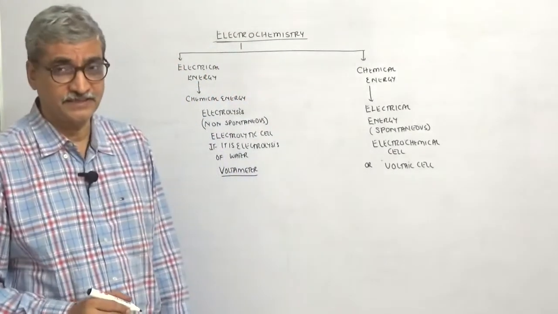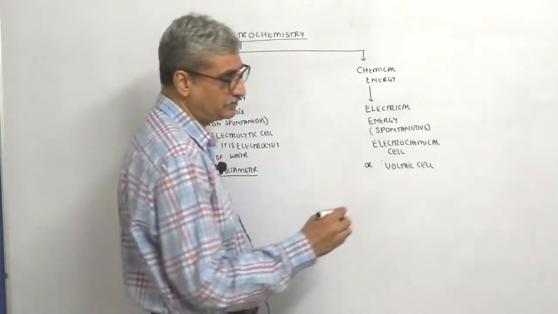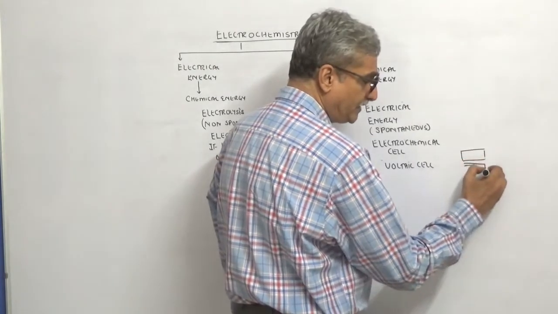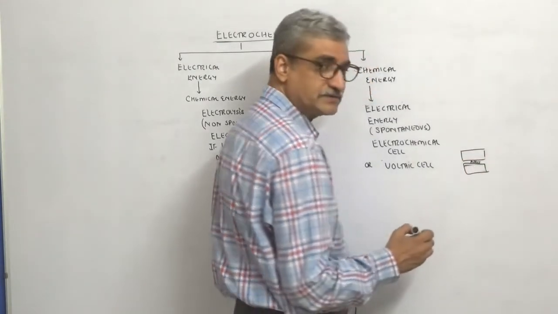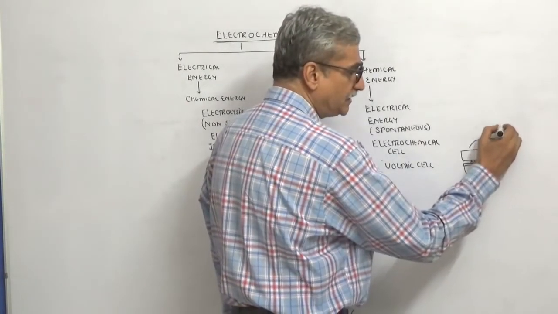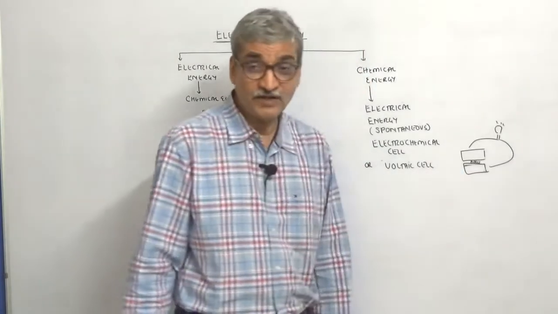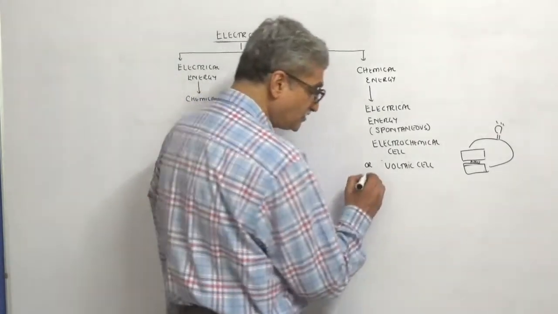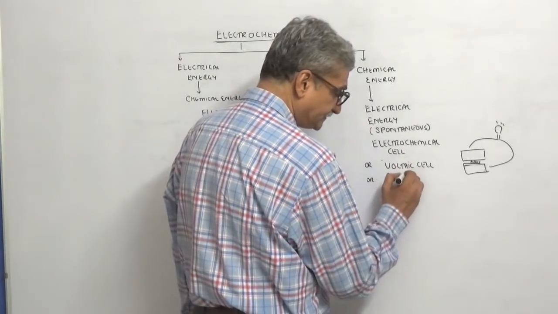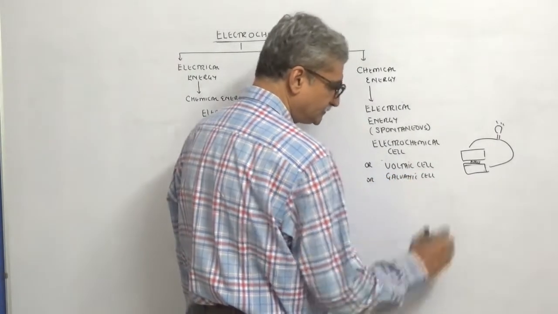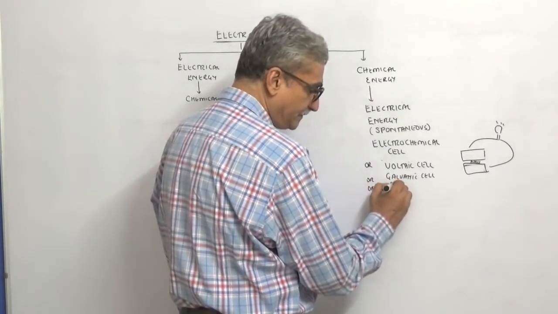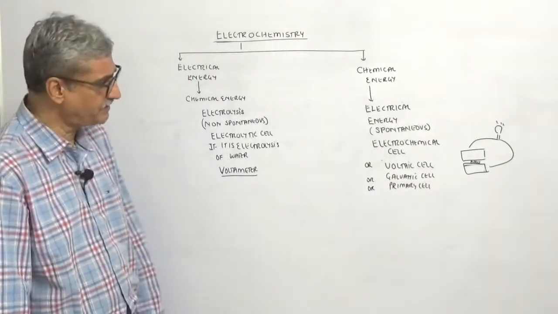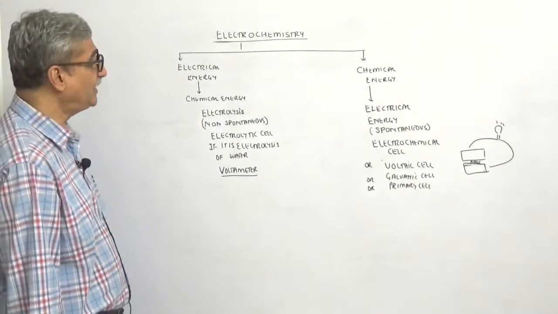Why is it called a voltaic cell? Because Volta was a scientist. He simply took zinc plates, and in between the two zinc plates he put sodium chloride salt solution. When he connected, he realized that the bulb glowed. So it was one of the experiments where chemical energy was getting converted into electrical energy. Is this point clear? It is also called a galvanic cell, or sometimes a primary cell. So all mean the same. Now this was the introduction of electrochemistry.